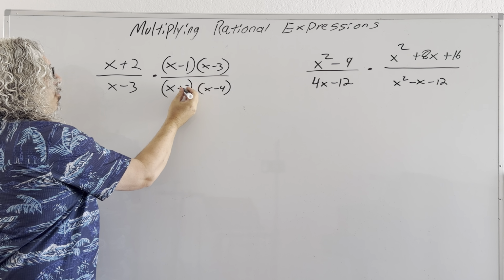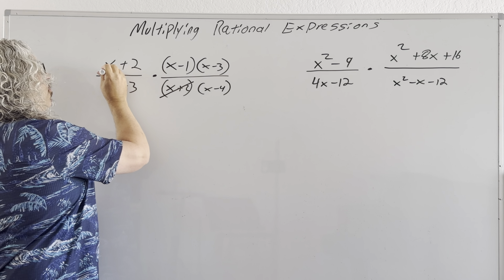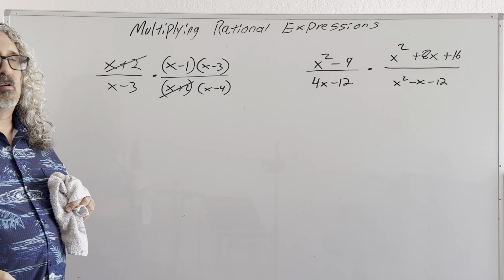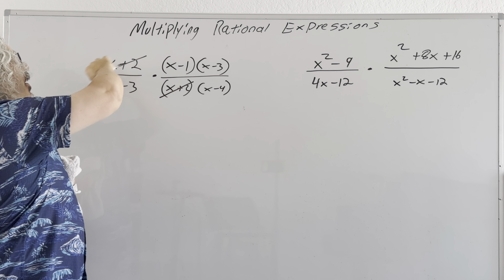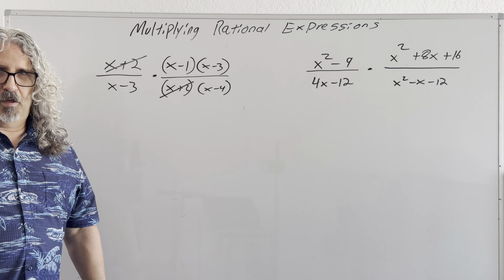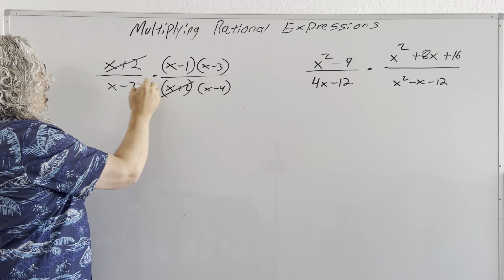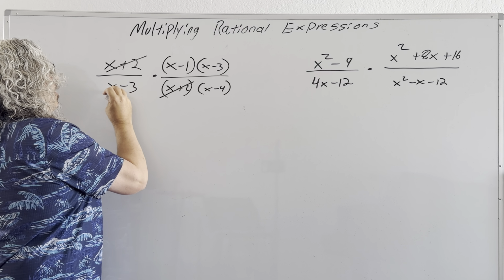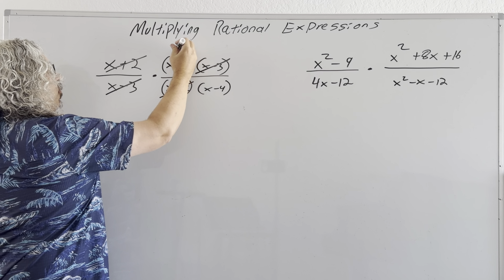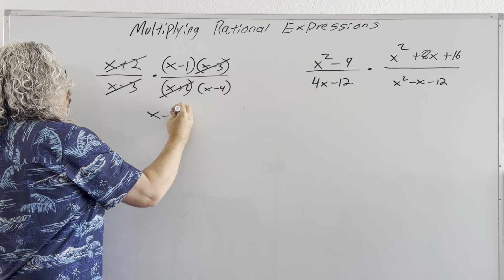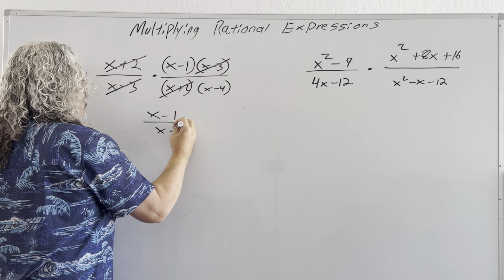So this x plus 2 in the parenthesis can cross out with the entire x plus 2. I can't cross out the x, and I can't cross out the 2, but I can cross out the entire x plus 2. Okay, now here I have an x minus 3, and that can cancel out with that x minus 3. And what's my answer? Whatever's left over, which is x minus 1 over x minus 4.